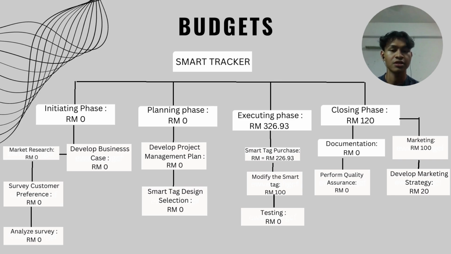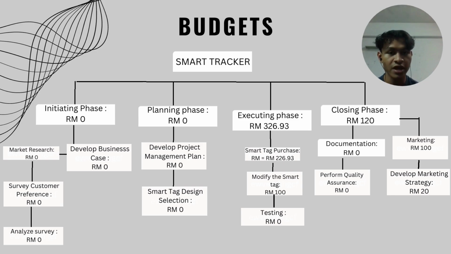So the next one is the planning phase. In this phase, we have to develop project management plan, and then we have to select the smart tech design. Both of these things that we have to do only cost RM0. So the total on planning phase is RM0.